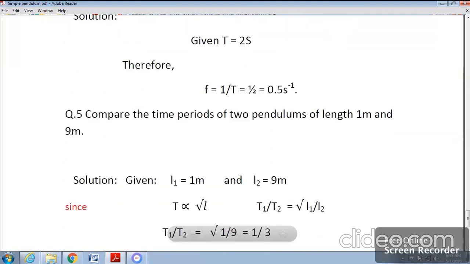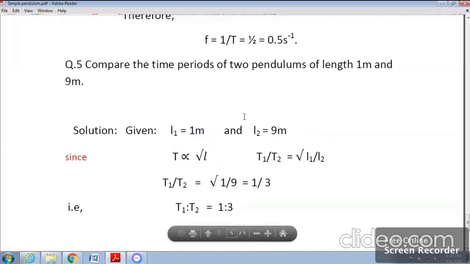Moving on to the next question, number 5 from your exercise 1C. Compare the time periods of two pendulums whose lengths are given as 1 meter and 9 meter. Here, L1 is given as 1 meter and L2 is given as 9 meter, and we have to compare their time periods.